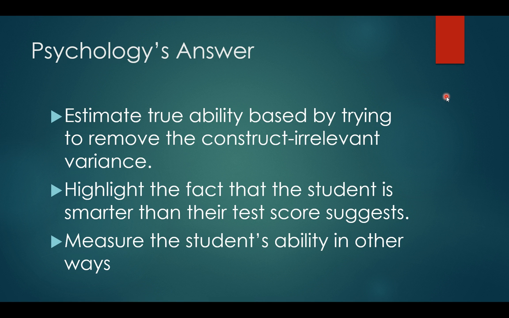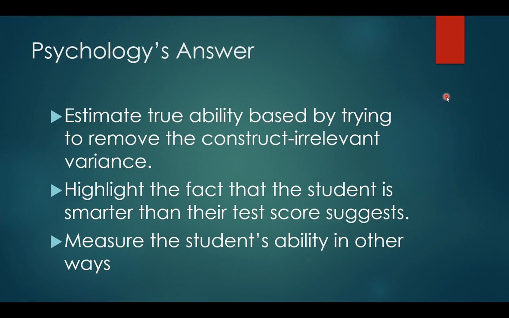So we have to be very aware of these things when we test kids in general, of this kind of construct irrelevant variance and what we're going to do about it. And one of the things I can do is try and estimate their true ability by removing that construct irrelevant variance, and also just being aware of the fact that construct irrelevant variance exists.